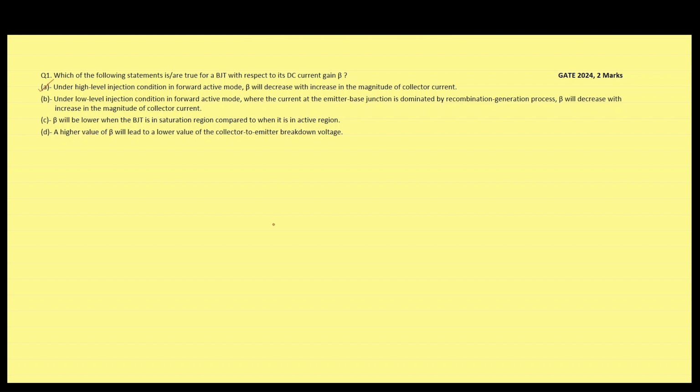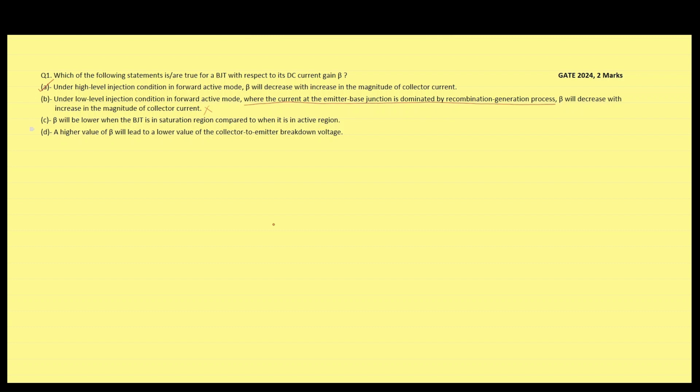Under low level injection condition in forward active mode, where the current at the emitter base junction is dominated by recombination generation process, common emitter current gain will decrease with increase in the magnitude of collector current. This is false. And this line here is just a characteristic of low level injection.